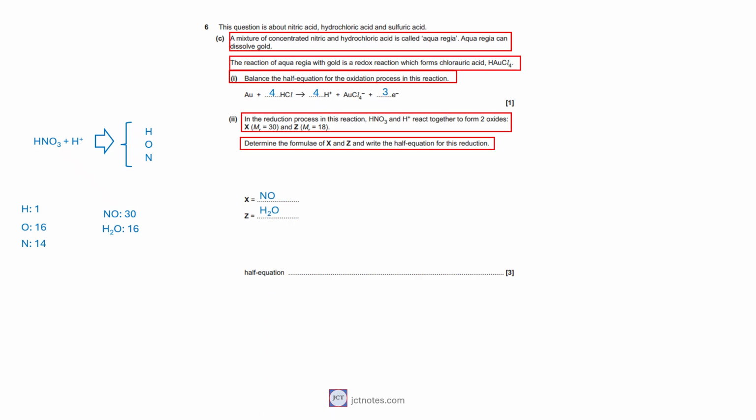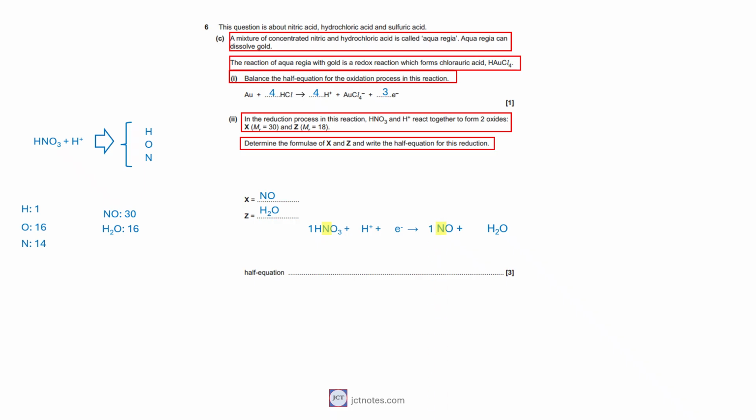Now we can write the reduction half equation. We begin by writing the substances involved. Nitric acid reacts with hydrogen ions to produce nitrogen monoxide and water. Since this is a reduction reaction, electrons will appear on the left-hand side. We can add them now or leave them until the charge balancing step. First, we place one nitric acid molecule on the left-hand side. Next, we balance the nitrogen atoms. There is one nitrogen atom in nitric acid, so we place one nitrogen monoxide molecule on the right-hand side.